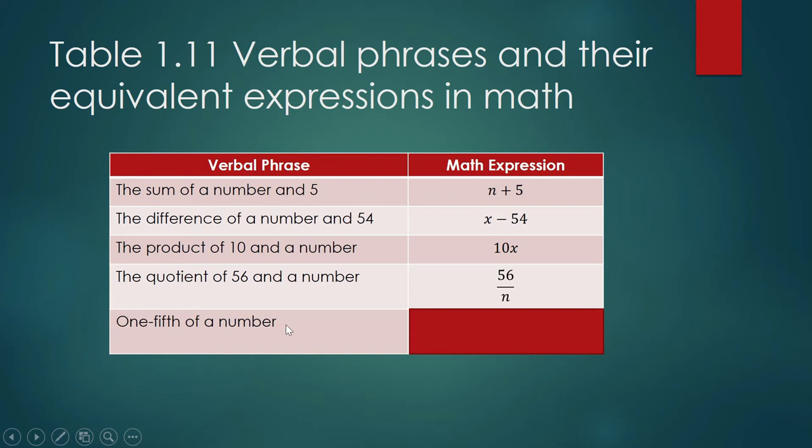1/5 of a number. This is of, so this one carries the operation of multiplication. 1/5 times w. Pay attention to this. How do you write 1/5? It's 1 with a, what do you call this, a hyphen or a dash, and then fifth. That is how you write 1/5.